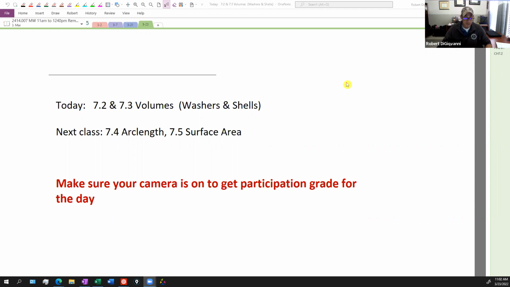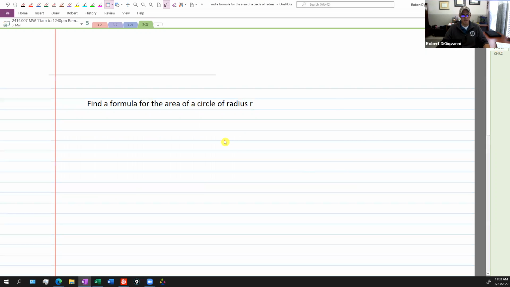Before we do 7.2 and 7.3, I want to do one more problem out of 7.1, where we're finding the area between two curves. And you'll see after we do it why I'm doing this. All right, so here's the question. I want us to find the formula for the area of a circle of radius r.